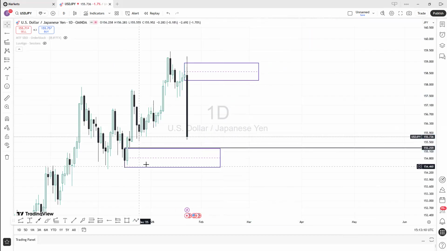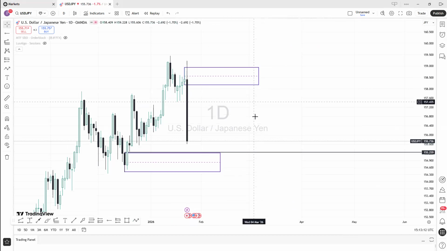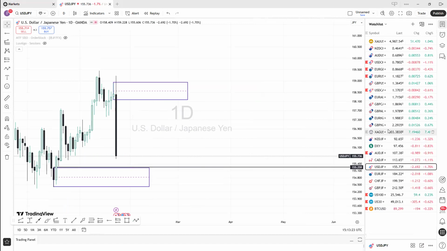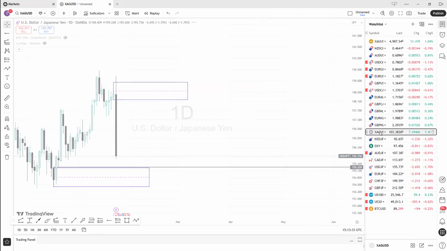Here you have that daily demand, and on the premium zone, we have that supply zone. Okay. Let's see another important pair. Let's see silver, XAGUSD.